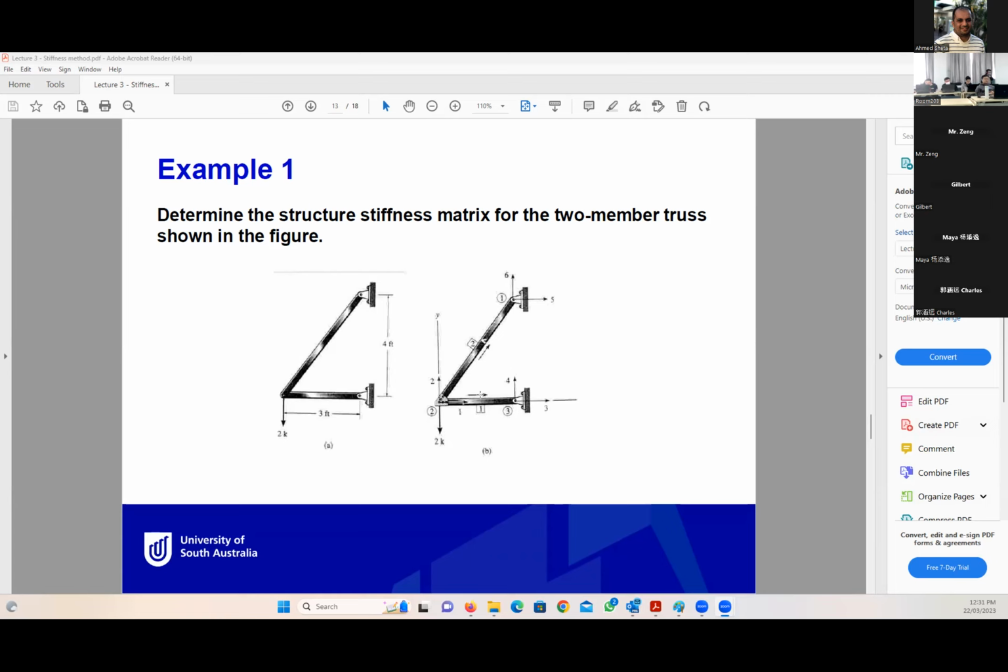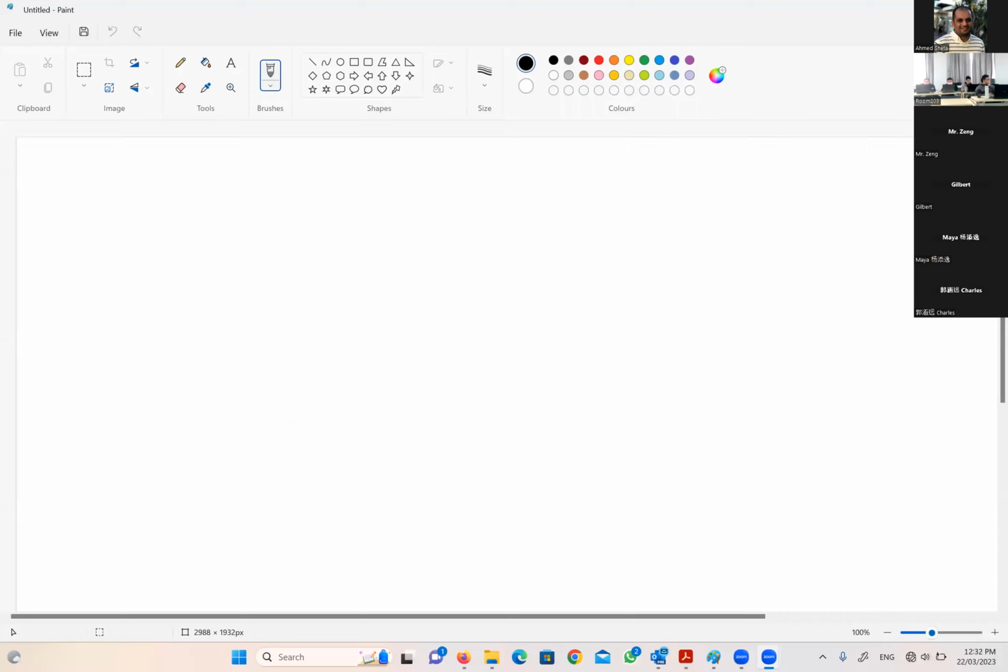What we need to do is construct the stiffness matrix for member 1, construct the stiffness matrix for member 2, and then combine them together to find the global matrix for the whole structure, the whole truss. Okay, so I will start sharing my whiteboard screen and start with member 1.